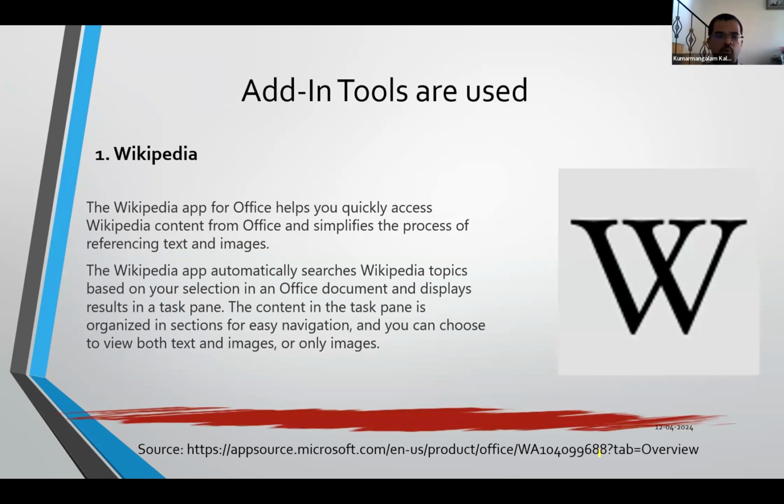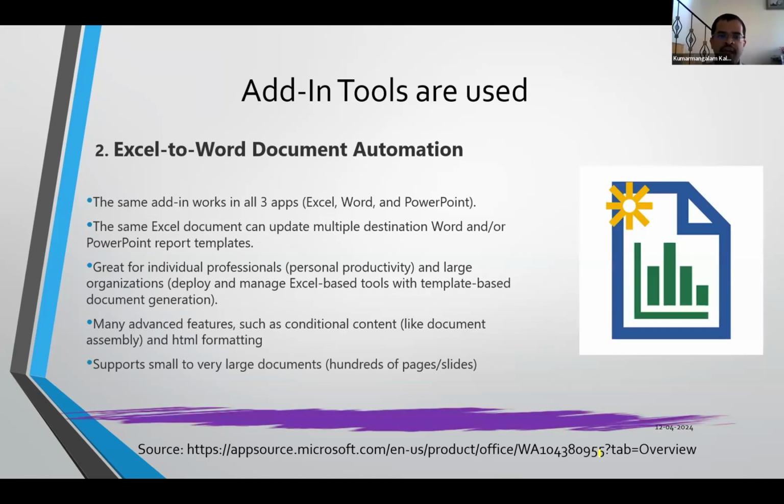Second, Excel to Word documentation automation, which can transform Excel data into a Word document. It can be added in Excel, Word and PowerPoint. As you can see, it supports small to very large documents, 100 pages or slides. It can be used by individual professionals to increase productivity, and it gives add-ins for all three: Excel, Word and PowerPoint.